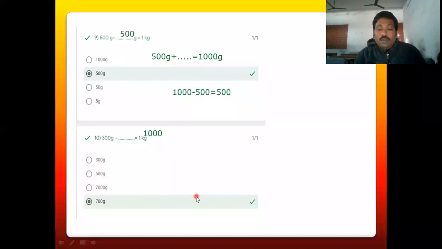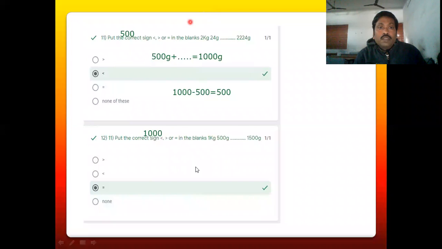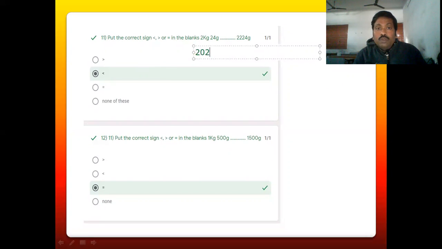Now let us see question number 11. Put the correct sign, less than, greater than, or equal to, in the blank space. To compare, we will convert both into the same unit. Here is kilogram and gram, and here is gram. When we convert totally into gram, it makes 2024 gram, and the other is 2224 gram. Comparing both these numbers, we see that 2024 is lesser than 2224. Then our answer will be second.